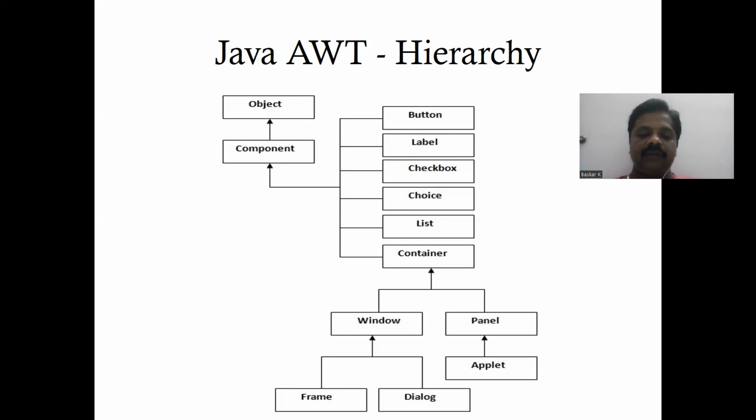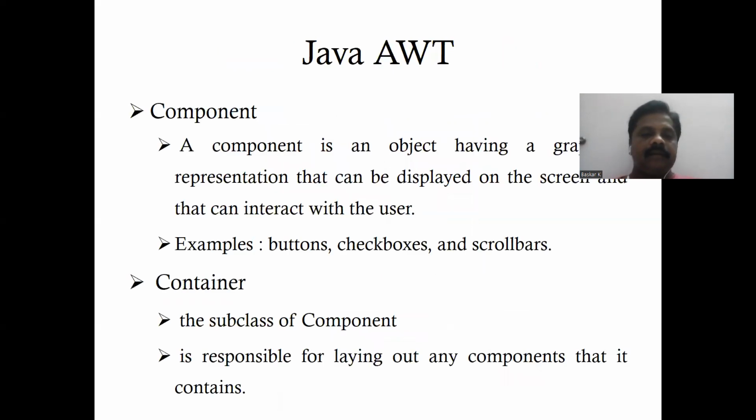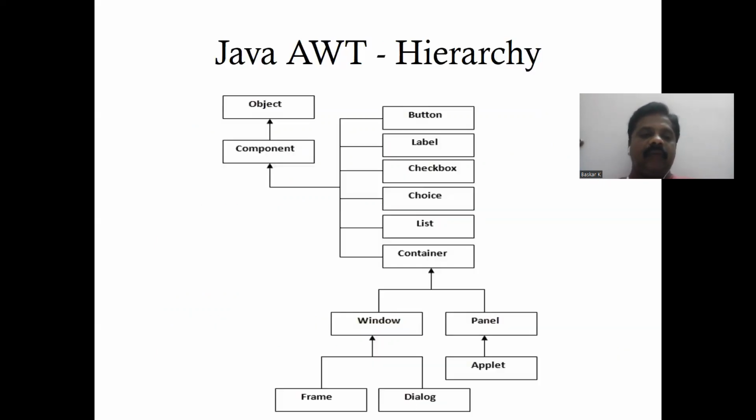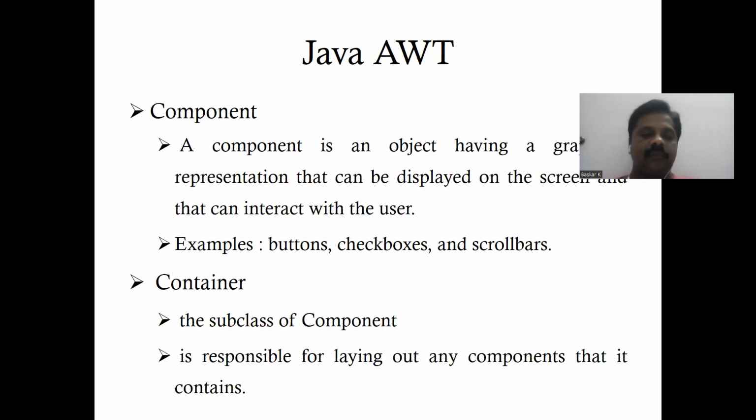Here also two things are main: window and panel. In window, frame and dialog are available. In panel, applet is available. Next, Java AWT components. In the table diagram, we will see the components and containers. First, component: a component is an object having a graphical representation that can be displayed on the screen and can interact with the user. Examples are buttons, checkbox, and scroll bar. The subclass of component is called a container, which is responsible for laying out any components that it contains.